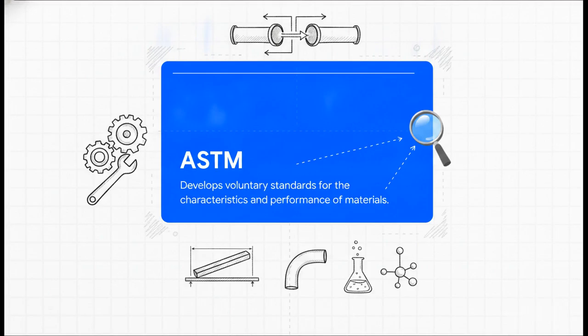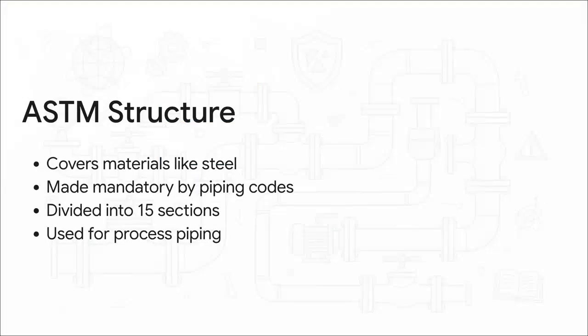First up is ASTM, the American Society for Testing and Materials. They are a technical organization that publishes voluntary standards completely focused on what materials are actually made of and how they perform. They set the highly rigorous test procedures for verifying things like a metal's exact chemical composition, its tensile strength, and its bending properties. And these ASTM standards are massively comprehensive. They cover refined materials like steel, and they are meticulously organized into 15 distinct sections with various volumes.